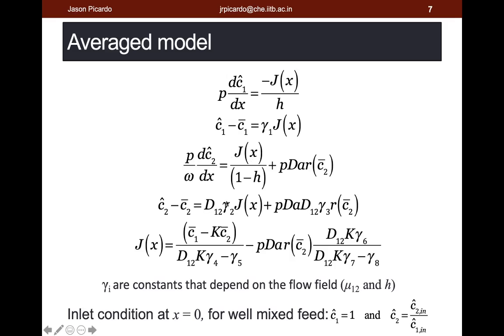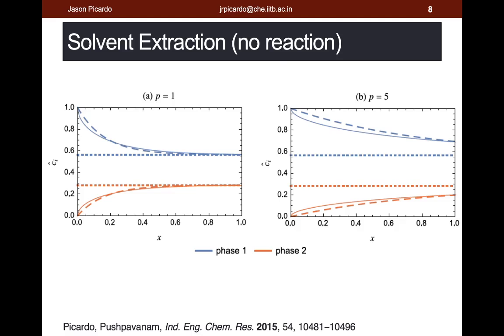So you can see that to solve the model, you do need a relationship between the cup mixing and cross section average, because the flux is given in terms of the cross section average. In any case, this is a kind of two-phase extension with interface mass transfer of the average model we derived for just single phase flow. Now let me show you some results.